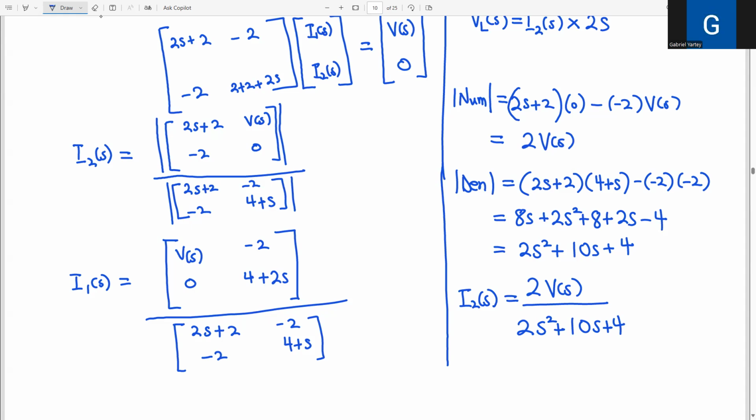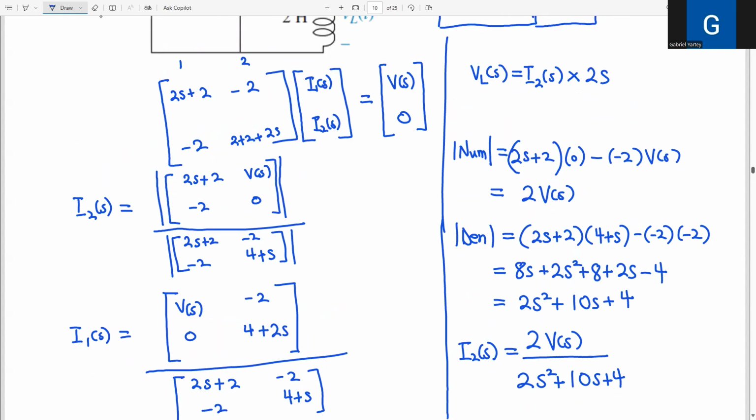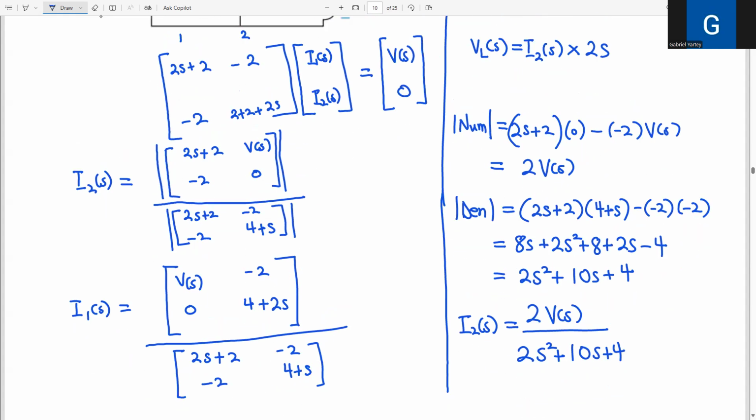Now, based on what we've already written, VL of S is equal to I2 of S times 2. I can make some substitution here, right? That implies that I2 of S is the same as VL of S over 2S, which is the same as 2V of S over 2S squared plus 10S plus 4. Then it's looking like what the question wants me to find, right?